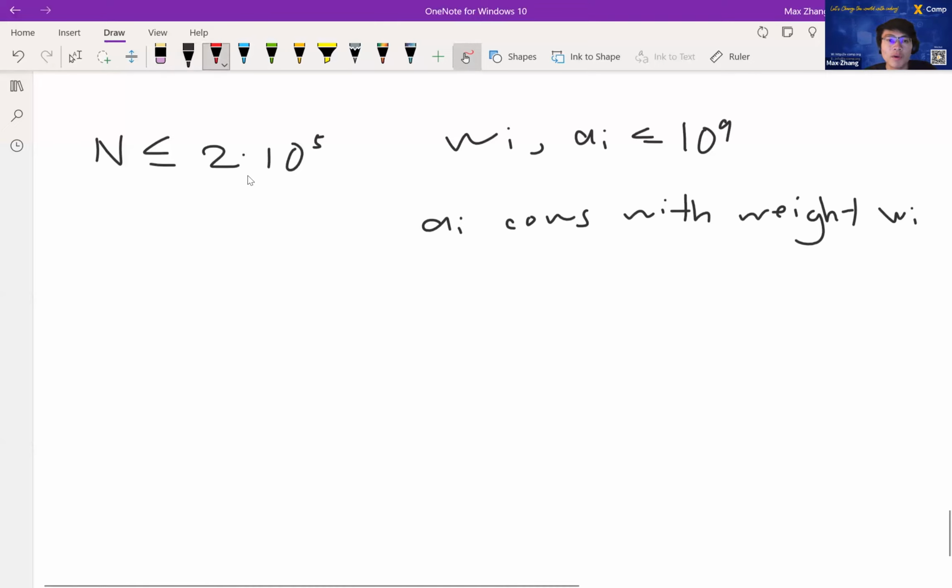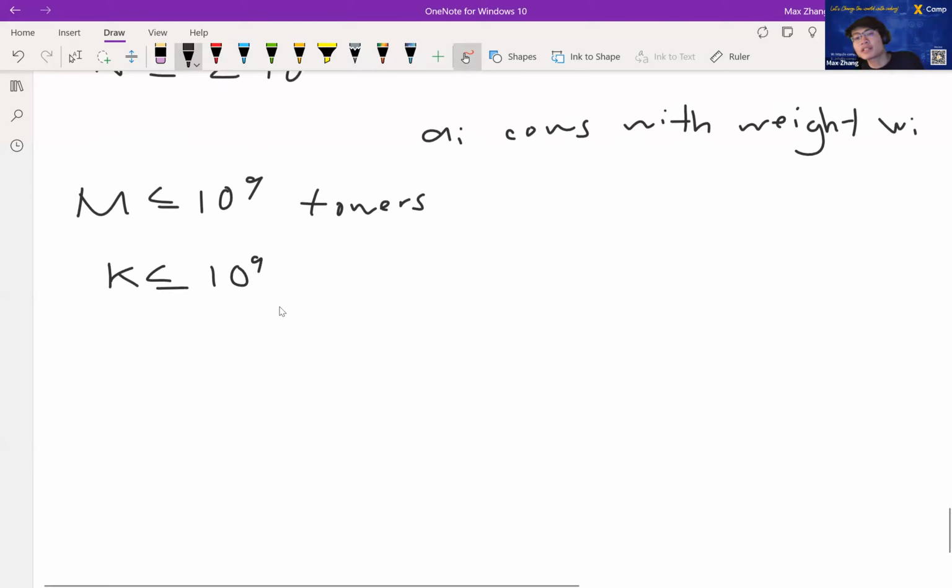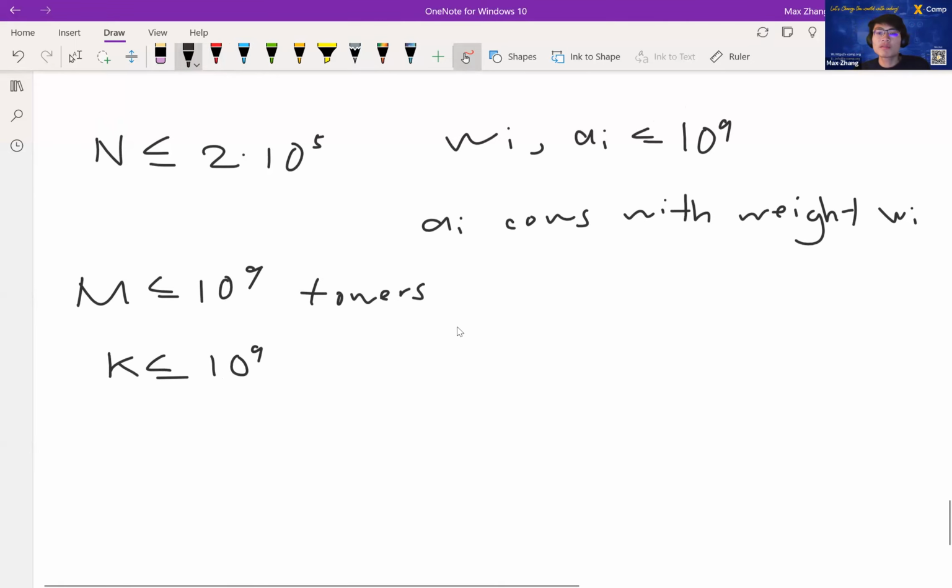And so now we want to place them all into towers. We have a total of m less than or equal to 10 to the 9 towers, and some parameter k also less than 10 to the 9. We are allowed to place cows in the same tower as long as no two cows differ by less than k.